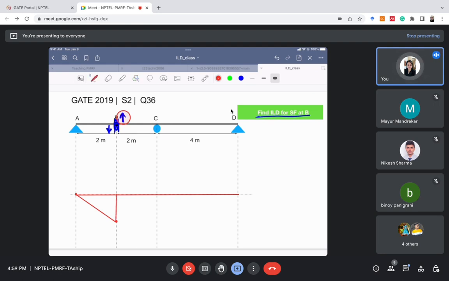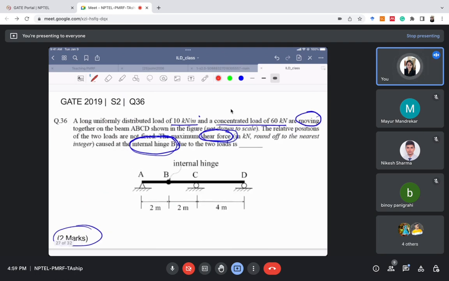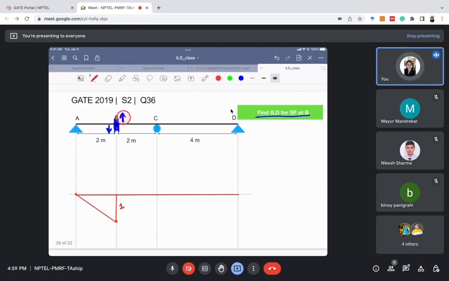Okay, so the total displacement has to be 1. Here the right part is not moving up anywhere, so this total displacement should be 1. So this is the ILD for shear force at B. Please practice these kinds of questions. They will not give you straight questions. They'll add some complexities. Now I have drawn the ILD for shear force at B.